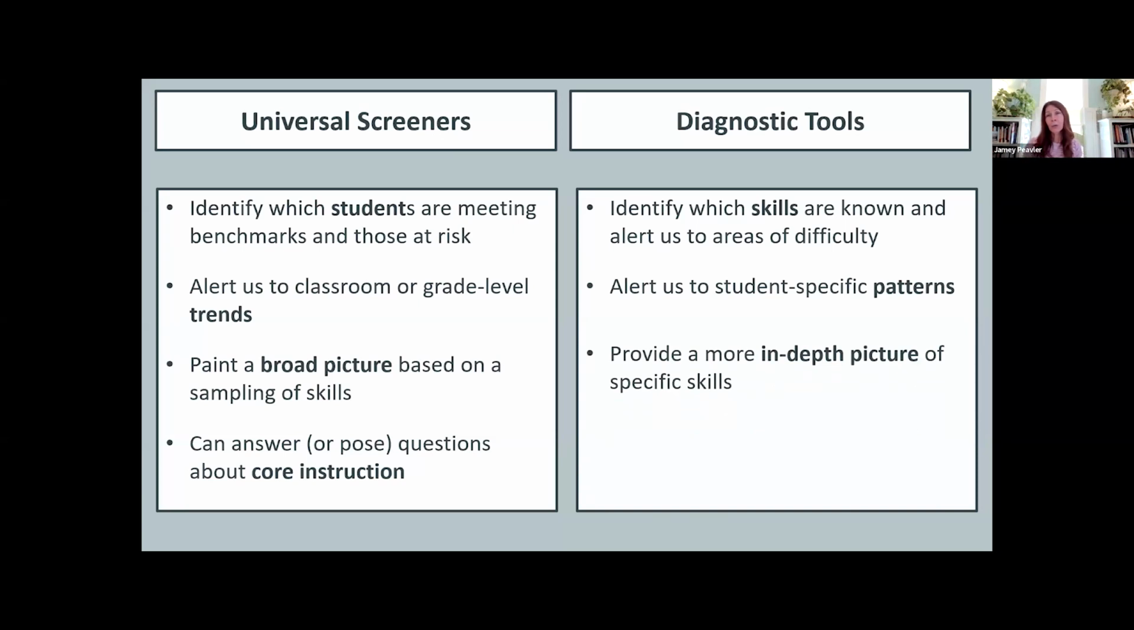It is also going to go more in depth than a universal screener because there should be multiple items on a specific skill. Because I don't want just one or two items on a skill, because if they get one or two right, that really doesn't give me an accurate picture of if the skill is developed. And then finally, it's that combination of data points gathered that will help me know, so what's my next step?